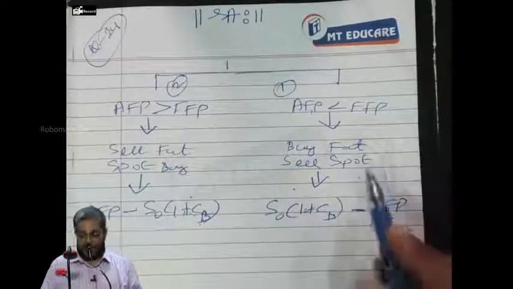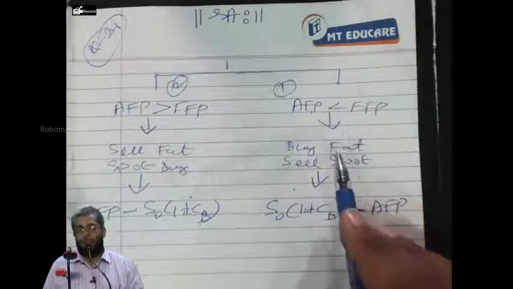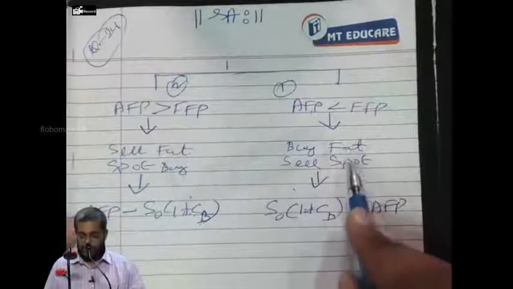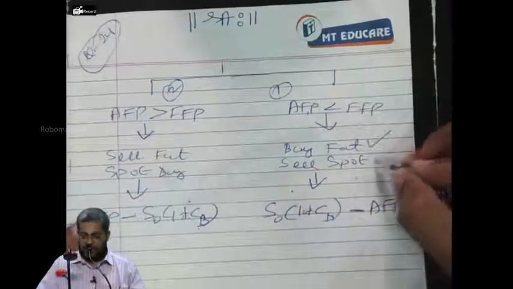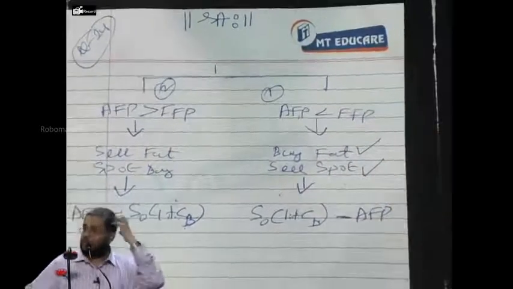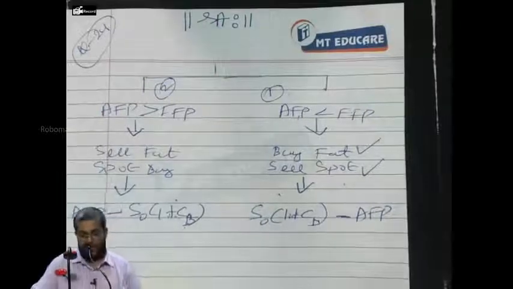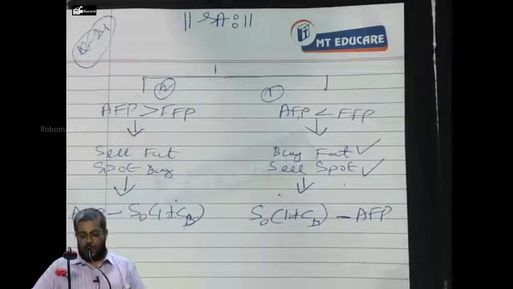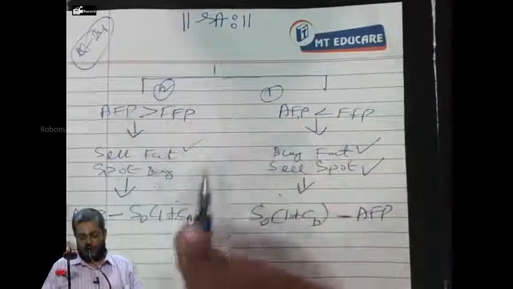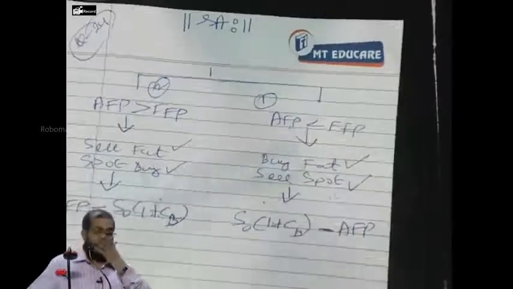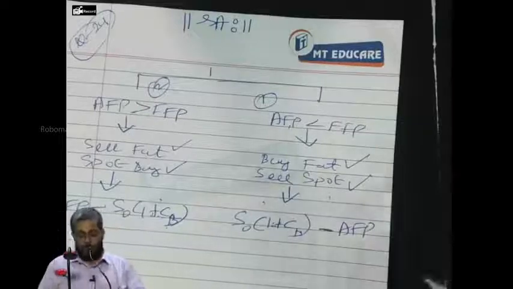Can I proceed on? Go to the first branch and say, now, since actual futures price is less, what will I do? Buy futures and sell spot. The strategy is buy futures and sell spot. Second branch, please go to the second branch. What will I do? Sell futures. Did you understand right or not? Futures overpriced, so sell futures and buy spot.